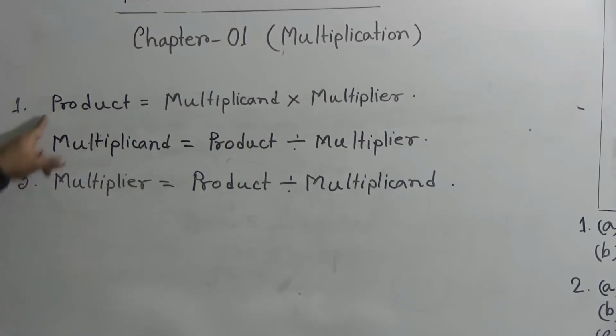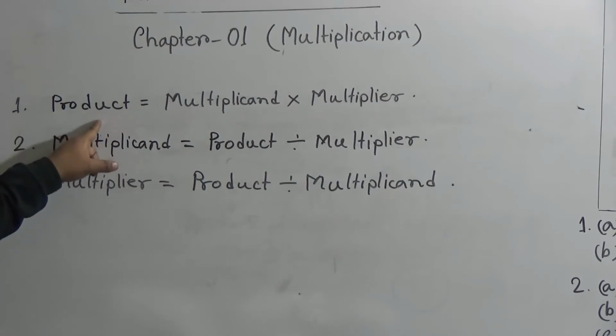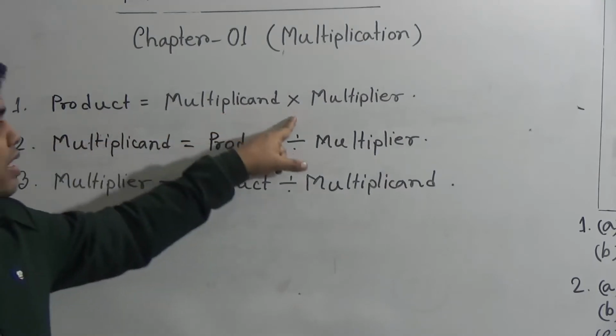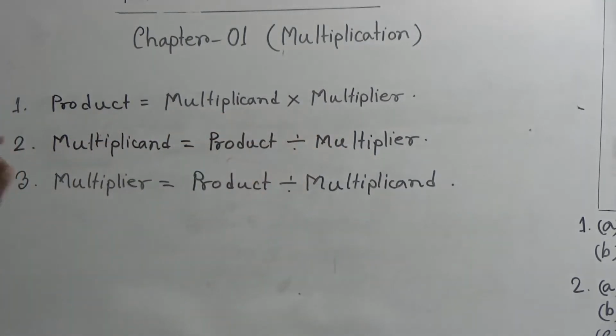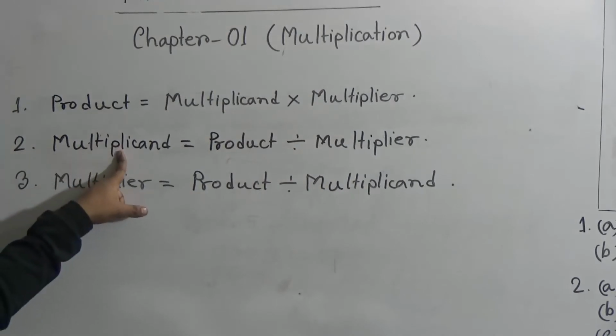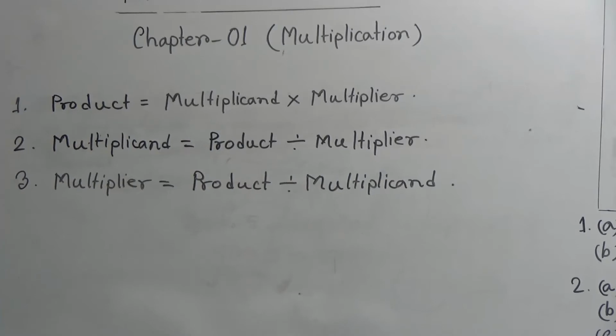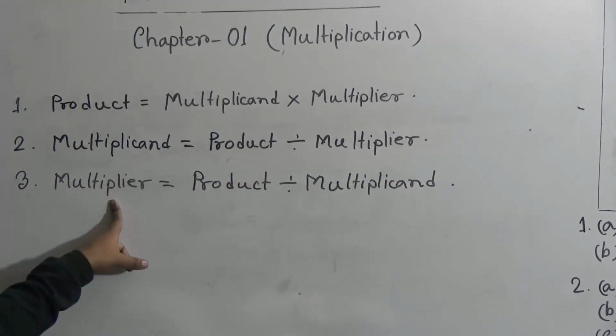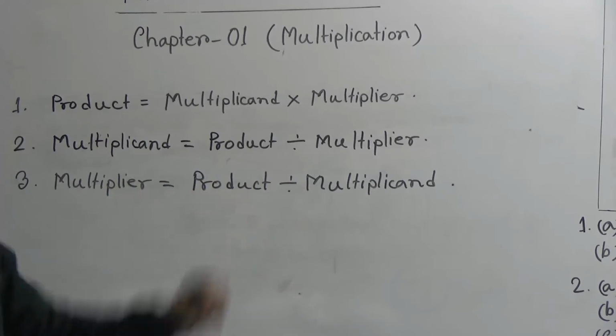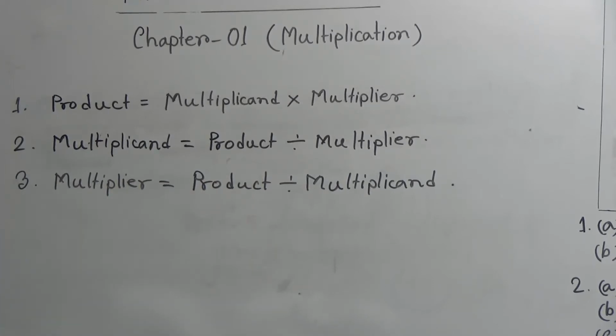So what is the formula of product? You must write product equals multiplicand multiplied by multiplier. What is the formula of multiplicand? Then you write multiplicand equals product divided by multiplier. Number 3, multiplier. What is the formula of multiplier? Then you write multiplier equals product divided by multiplicand. Okay? So I hope you have understood how to write this formula and you must memorize this very carefully.